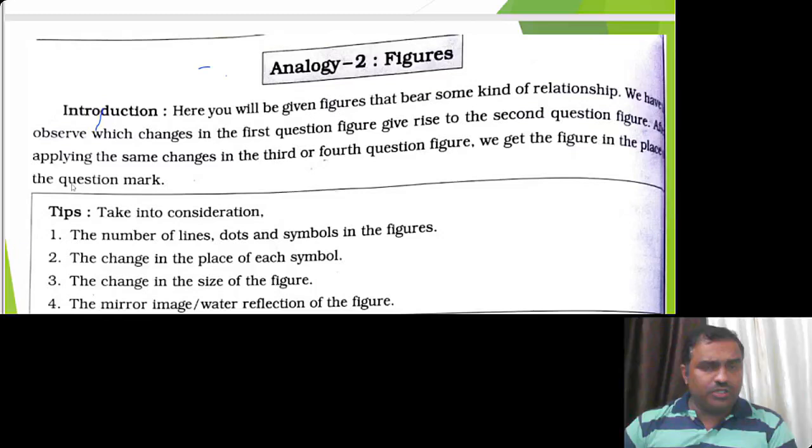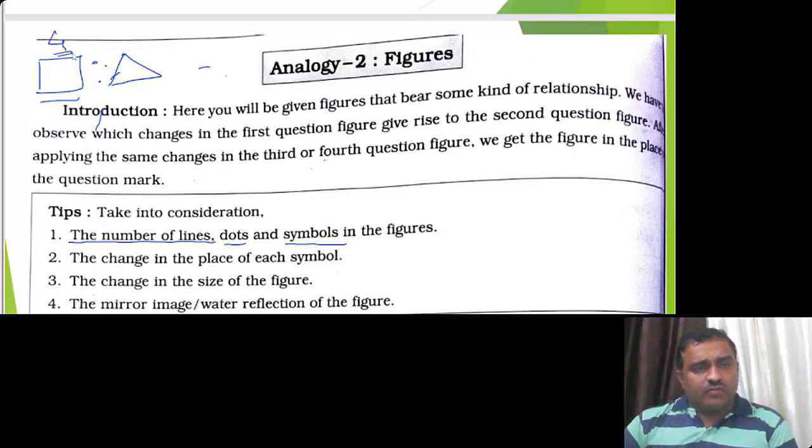If you want to note it down, you can see the number of lines. You can take into consideration the number of dots, the number of symbols in the given figure. Okay, suppose here are 4 lines. This figure is a square, and here it is a triangle. It means what? Here are 4 lines. Here are 3 lines. So one line is less.